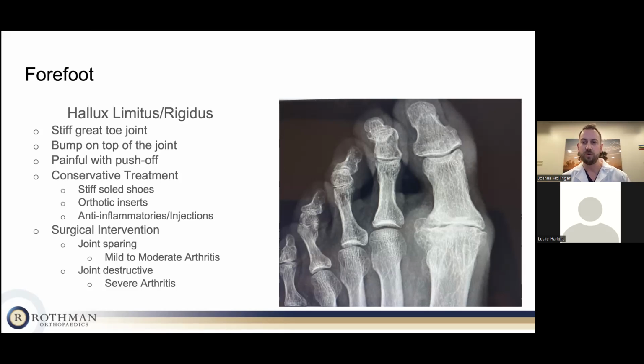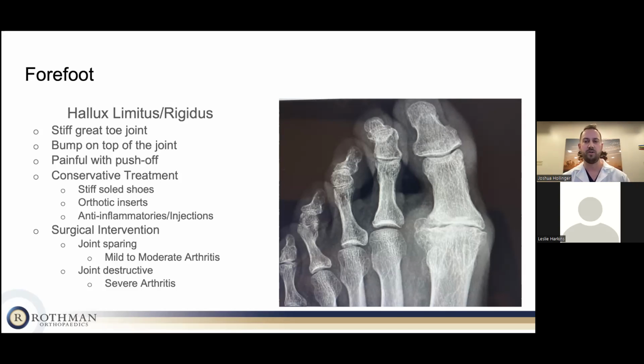A lot of patients will come in and think they have a bunion, but they'll say that the bump is on the top rather than on the side of their great toe joint. It can be very, very painful with push off, whether that's walking or running, but when you go to take the step and push off of the big toe joint, that's usually when it hurts patients the most.